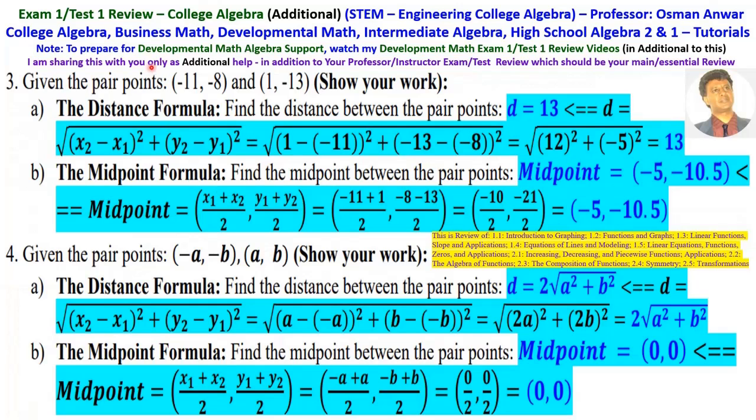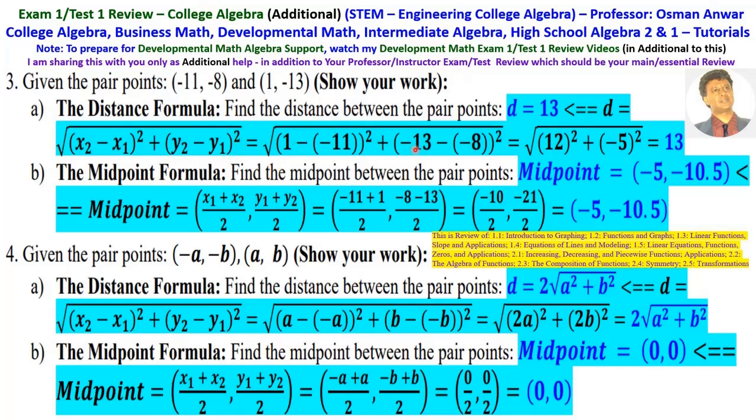Number 3: given a pair of points, x1, y1 is (-11, -8) and x2, y2 is (1, -13). Find the distance between them and find the midpoint. Find the distance. We're going to use the distance formula. D equals the square root of (x2 minus x1) squared plus (y2 minus y1) squared.